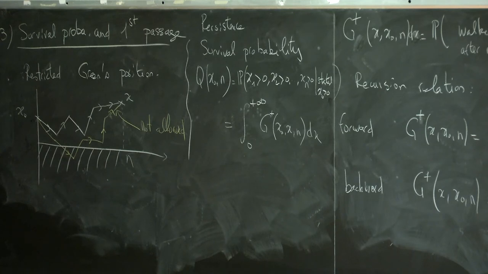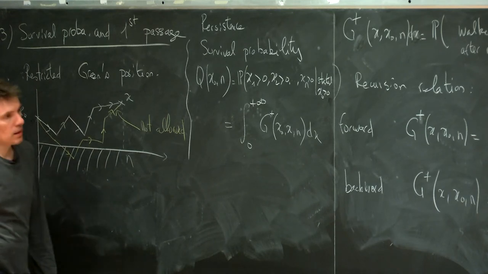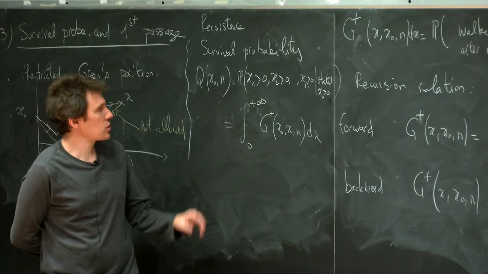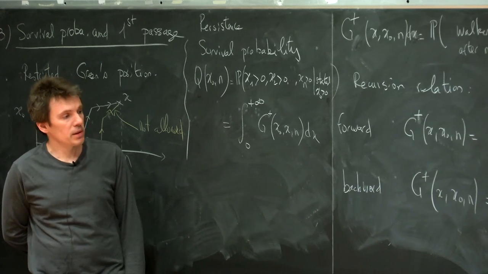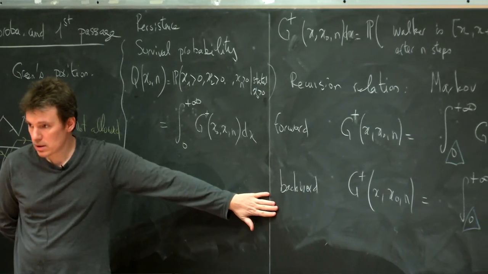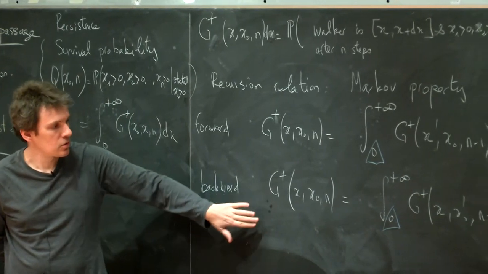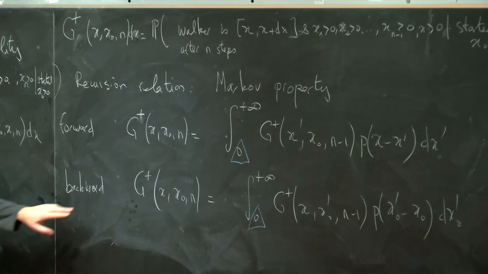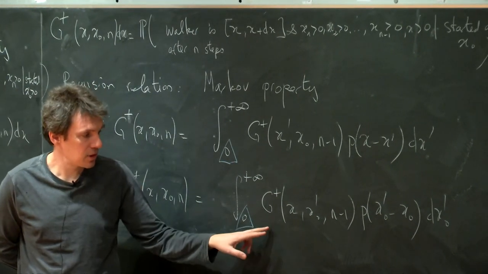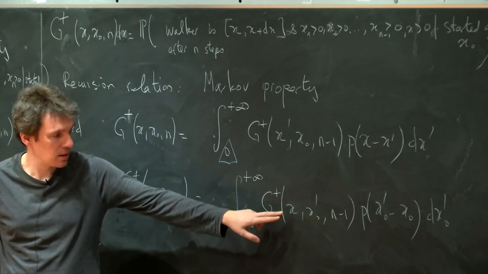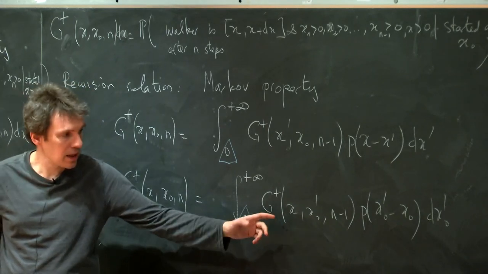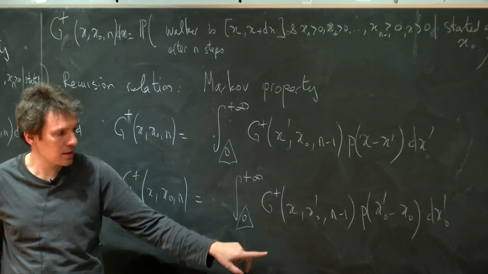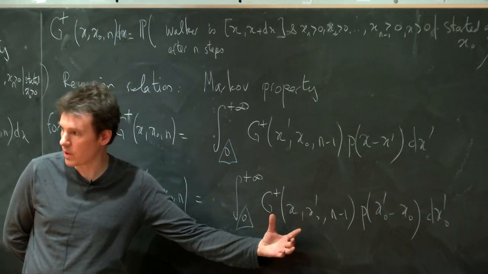I will just end up with the following remark, which is actually quite important: if you look at these two equations, there is one which immediately gives you a nice equation for Q. Indeed, if you look at this backward equation and you just integrate over x, on the left-hand side you would obtain simply Q of x0, n. Now on this side, you can also integrate over x, because x is just a dummy variable here. Completely, x does only appear on G plus here. So if you integrate over x, then that's just Q of x0 prime, n minus 1.